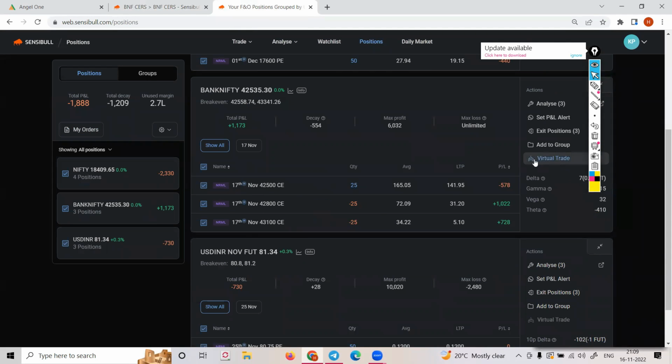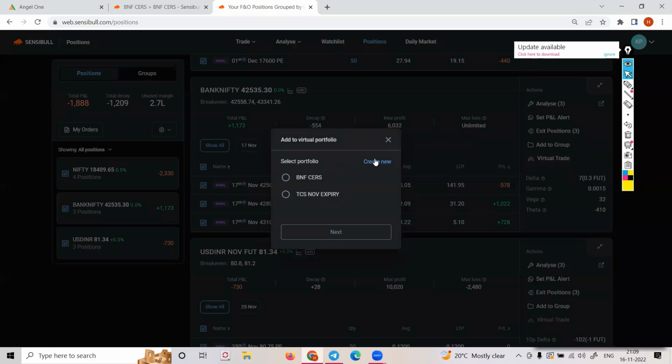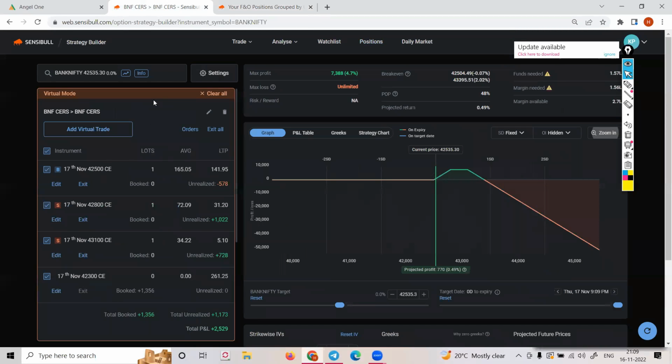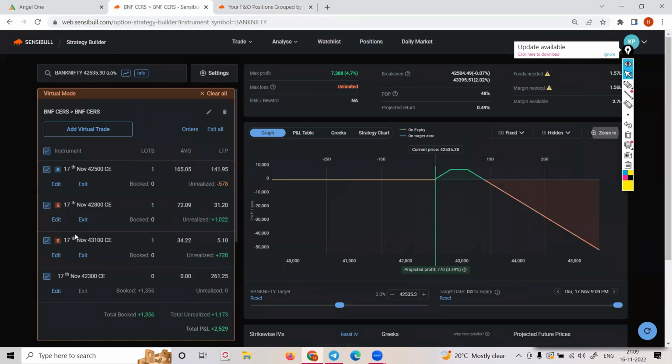So you have to click on virtual trade. The moment you click on virtual trade, it will ask you to give a name. Give some random name like Bank Nifty, click on done. That's where I have created this virtual trade. So do not think that I am showing you my wrong trade. I cannot show you my original trade because one of the squared off legs is not shown here. So I've saved it to virtual trade.